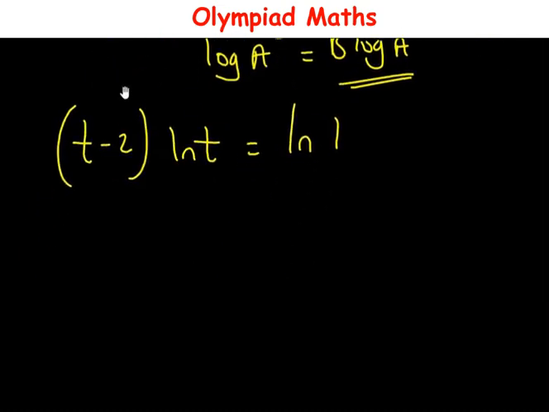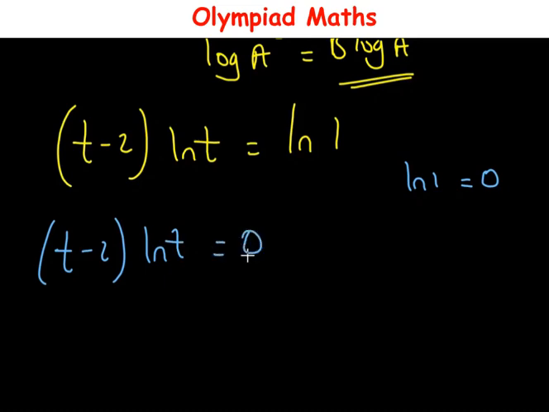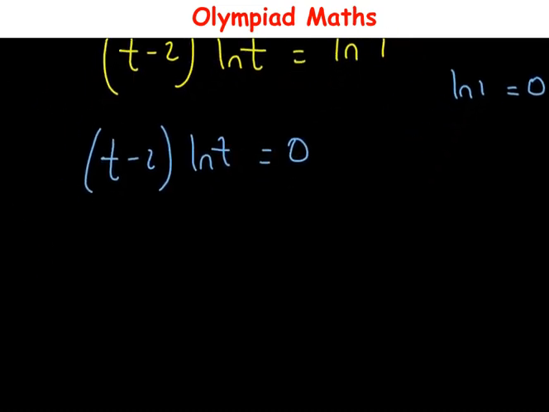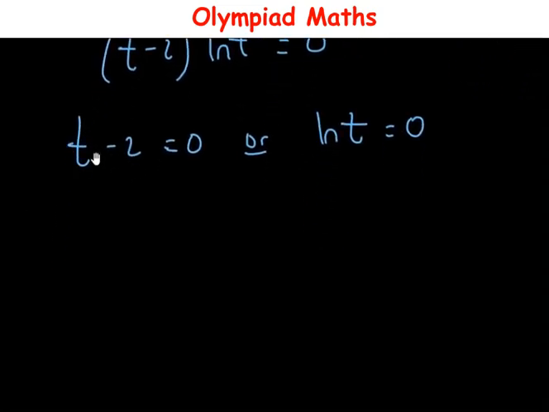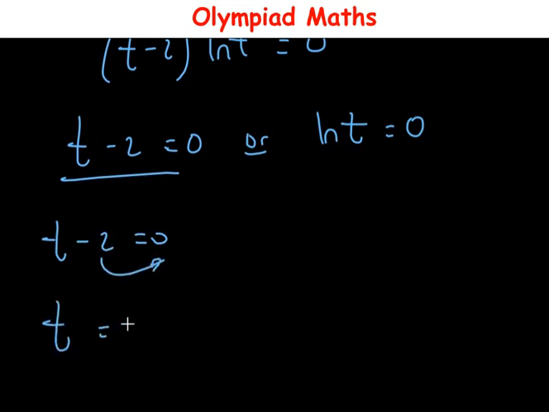So from here, let's then get the value of ln 1. Ln 1 is equal to 0. So inputting 0 for ln 1, we have t minus 2 multiplied by ln t is equal to 0. So from here, we have it that t minus 2 is equal to 0, or we have ln t is equal to 0. So for this first equation right here, t minus 2 equals 0, move minus 2 over to this side, the value of t is equal to 2.